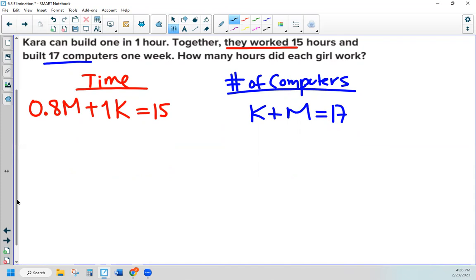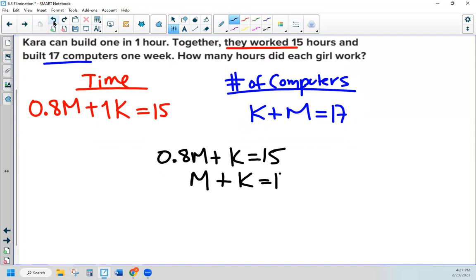So let's do elimination. Step 1 for elimination, grab your equations and line them up. Lining them up means I'm going to grab the one that deals with time and just write it down. 1K is the same thing as K, equals 15. I'm not going to write the second one as I see it because I want to line it up. My M variable I want to put under the M variable in this one. So instead of Kara plus May, it's going to say May plus Kara. It means the same thing.